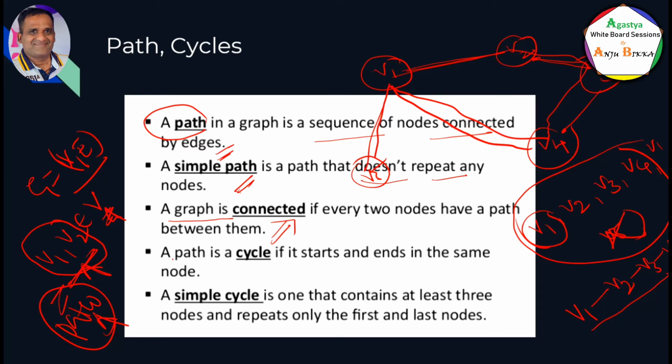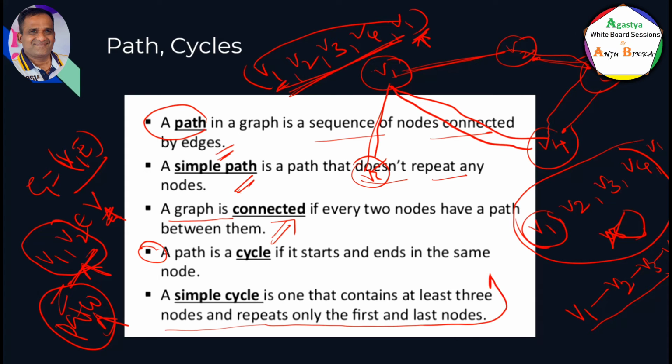Next one is when we say a path is a cycle. If a path starts, for example, V1, V2, V3, V4 and V1, it is starting and ending with the same node, then this path is called a cycle. Next one is a simple cycle. A simple cycle is the one that contains at least three nodes and repeats only the first and last nodes. Then this is called a simple cycle.